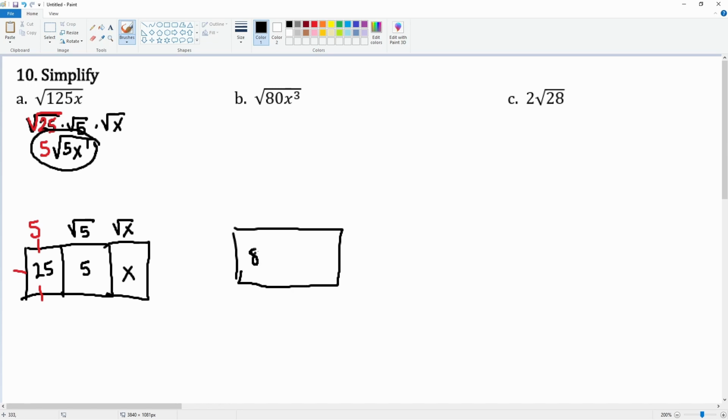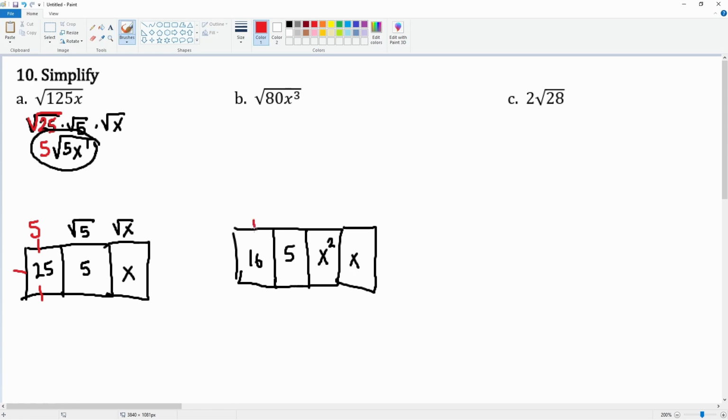Same process here. You have that 80. Oh, I think that 80, we did that from before. That was 16 and 5. Okay? Then you have the x to the power 3. That x to the power 3 actually has a square in it, right? That is x to the power 2 times x.